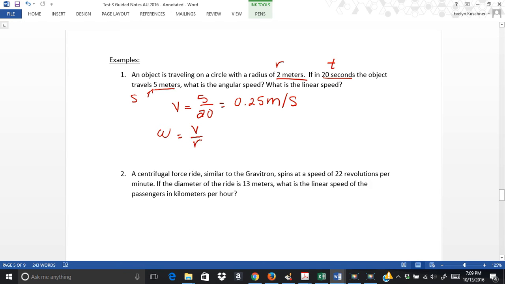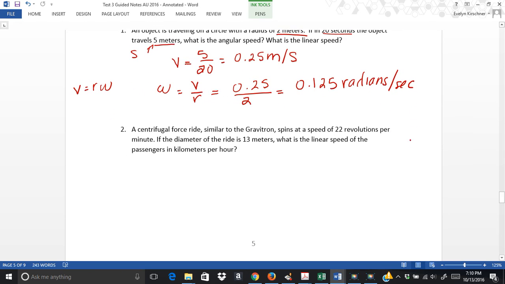And then remember, my angular speed is just the linear speed divided by r, because v is r omega, so omega equals v over r. So that's 0.25 divided by the radius, which is 2, which gives me 0.125, and it's angular, so it's radians per second.